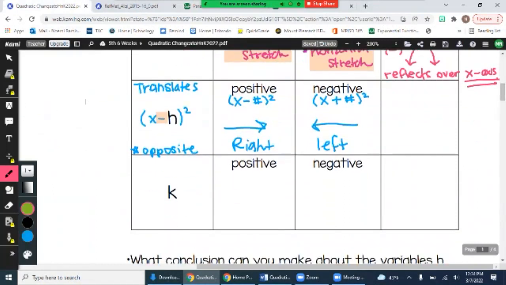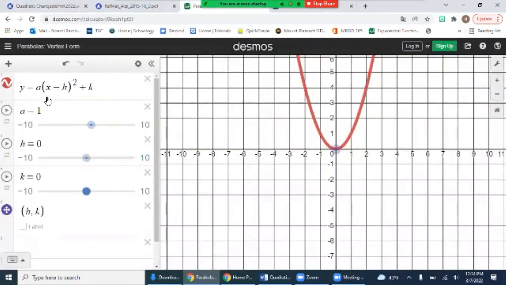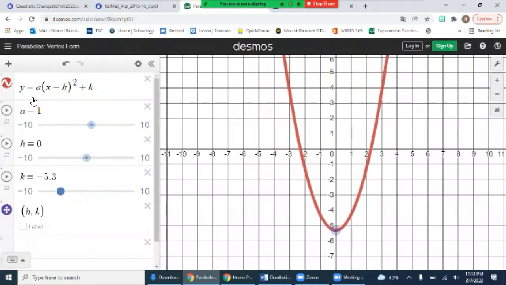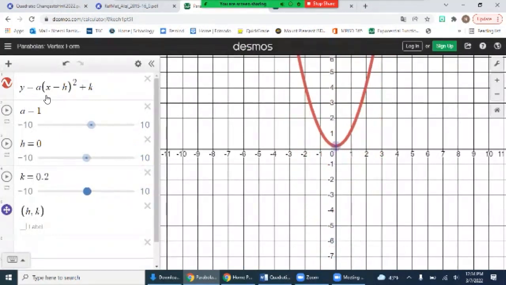And the last variable that we have to look at is our plus and minus k. That one will always be added to the very end of the equation. It'll be next to the squared. It'll either be a positive or a negative. And let's see what this does. K, if it's positive, if we're increasing the number, what happens to the parabola? It moves up. And if it decreases, it moves down. So it is responsible for moving the parabola up and down.